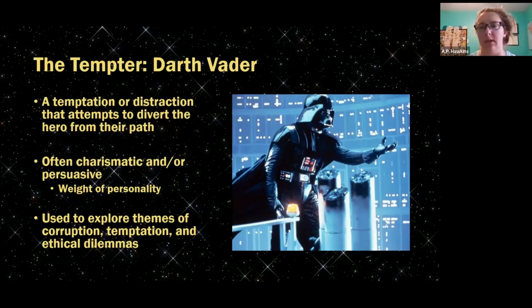I mean, even watching him on screen, every time he comes on screen in the movie, he's taking over the scene because the character and the character design has such a weight of personality to it. And the Tempter is generally used to explore themes of corruption, temptation, ethical dilemmas that the hero might face. And in this case, Darth Vader faced the same types of temptations that he is directing toward Luke, and he fell to them and he failed. And so that is how it's exploring, is Luke stronger than his father was? Can he resist this temptation that his father could not?